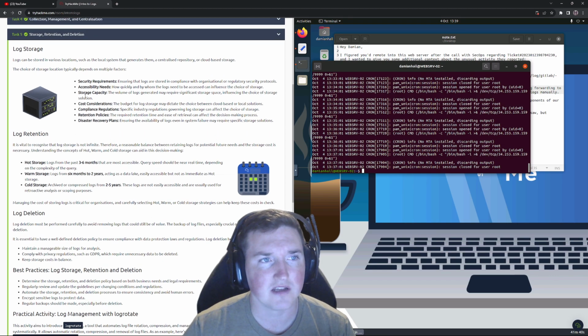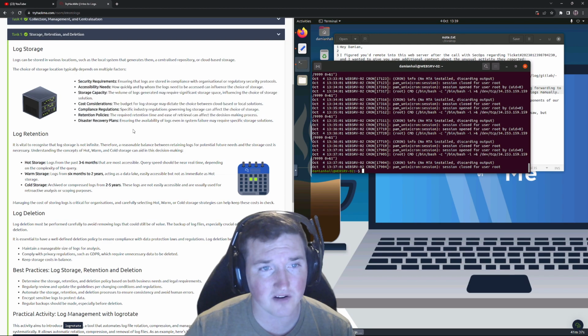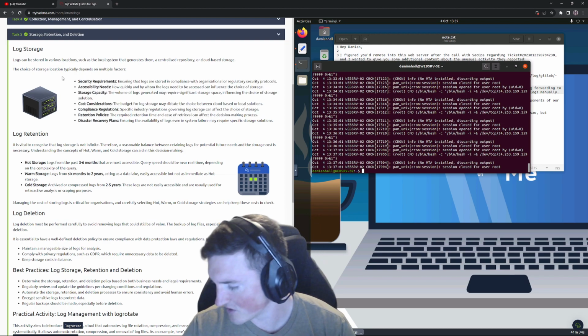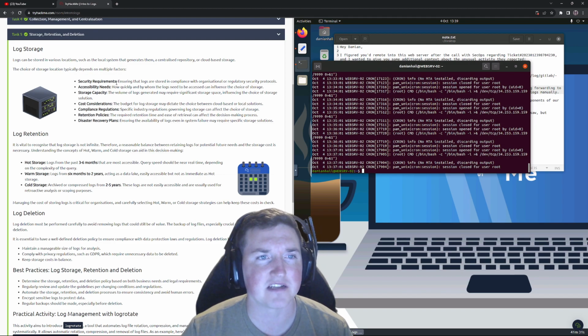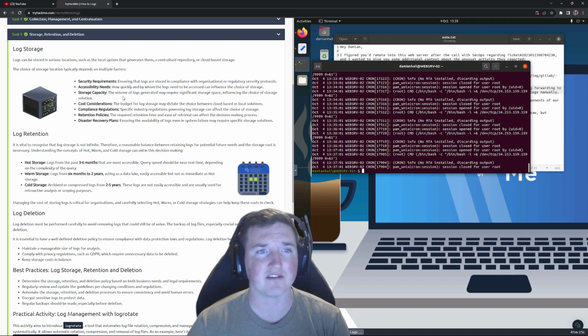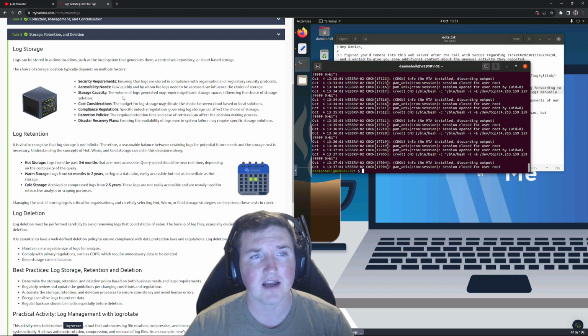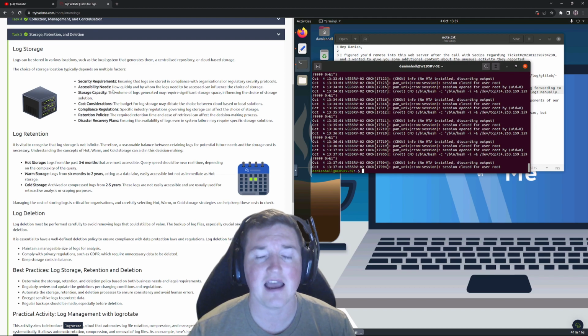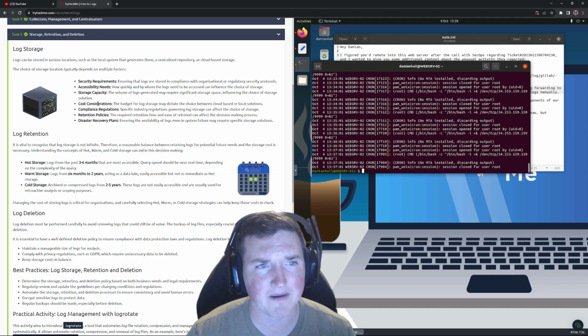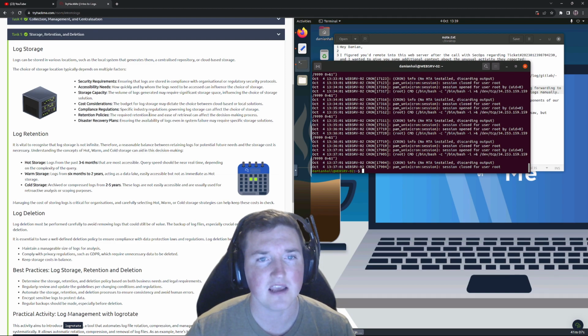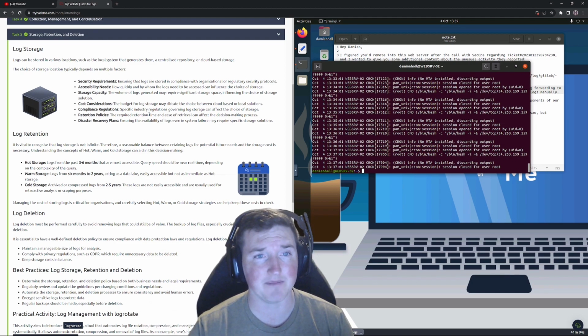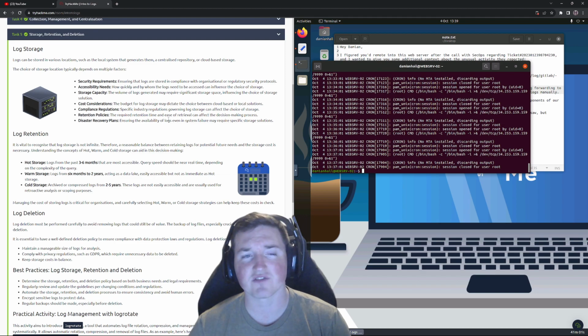Now, log retention. So here are reasons why you might need log retention. It says the choice of log retention typically depends on multiple factors, which is true. So security requirements. If you have some sort of regulatory compliance requirement right off the bat that says, hey, I have to store logs for 10 years, that's going to change how you store them for sure. And then accessibility needs: how quickly do I need to pull them in, right? Storage capacity, cost considerations, compliance regulations, which is what I talked about with security regulations as well. Retention policies: what's your company's retention policy? How long do you have to keep them, right? And then DRPs, disaster recovery plans. So where are we storing them based on our disaster recovery plan?